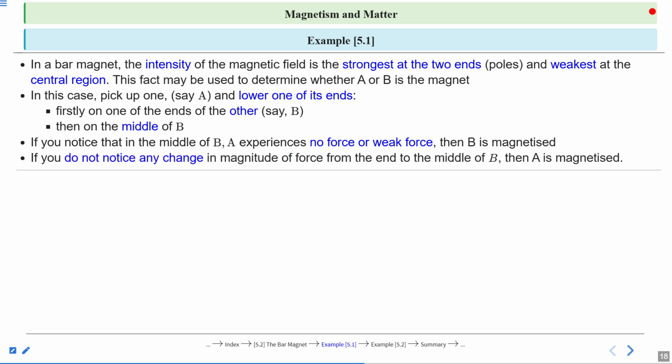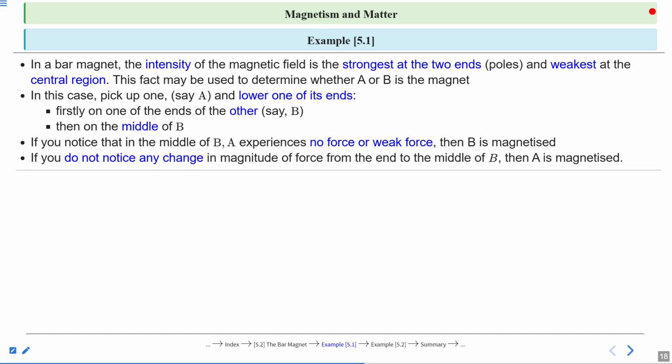And if you do not notice any change in the magnitude of force from the end to the middle of B, then A is magnetized. So if the force is the same throughout the B magnet, when bringing one end of the A magnet towards the end of B and then the middle of B, with no change of force in both cases, then A is magnetized. Why? Because A is inducing the magnetic moment in B. So the force of attraction will be the same at the ends and at the middle also.